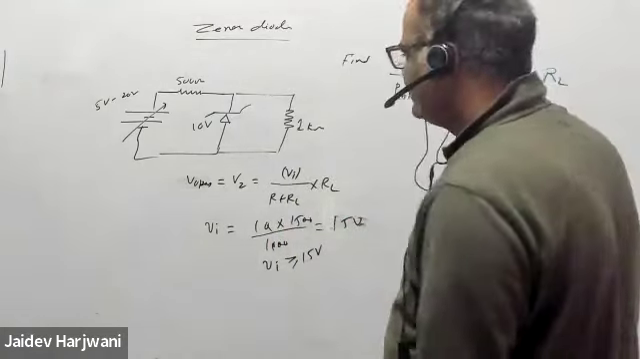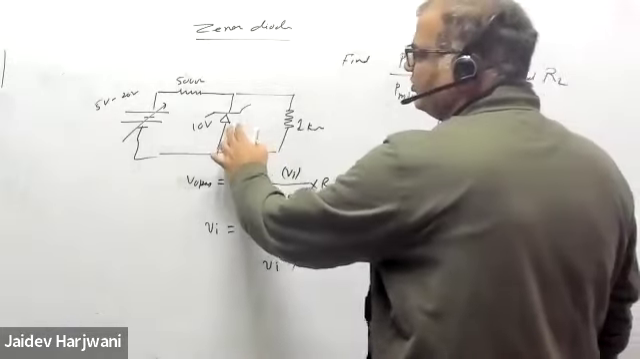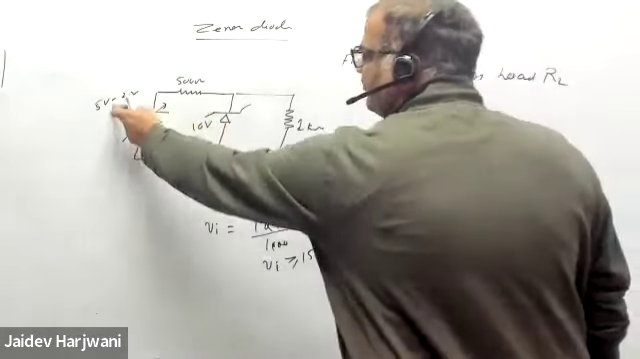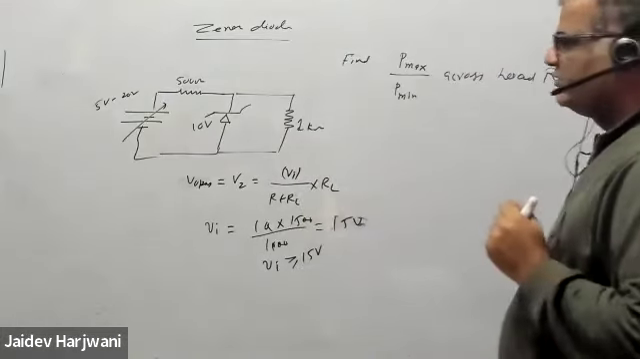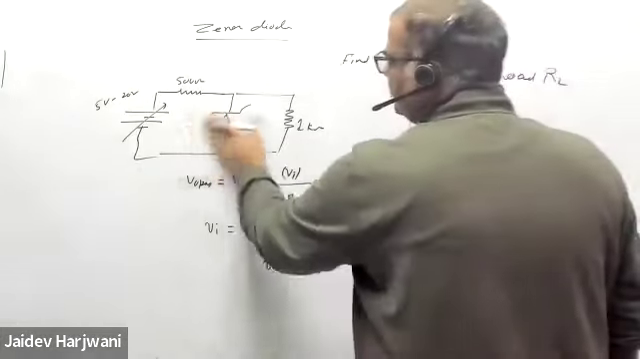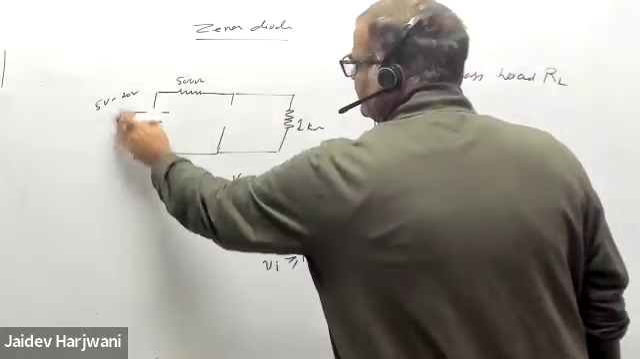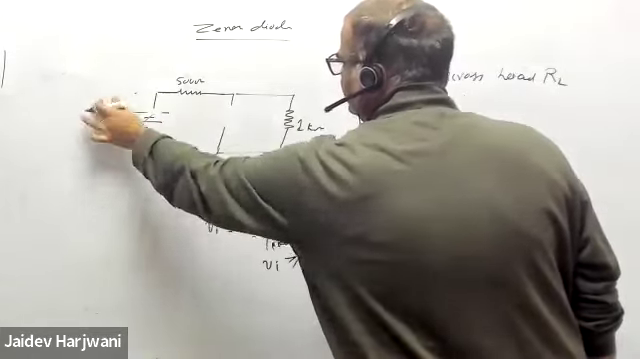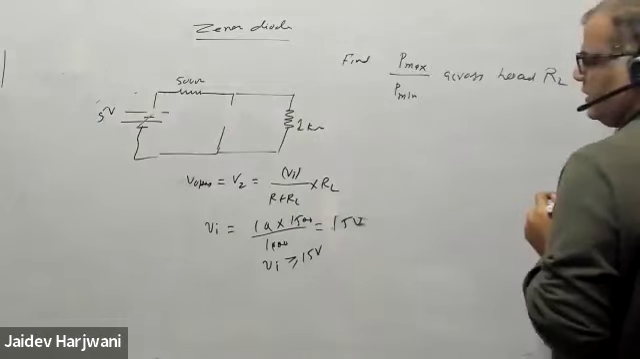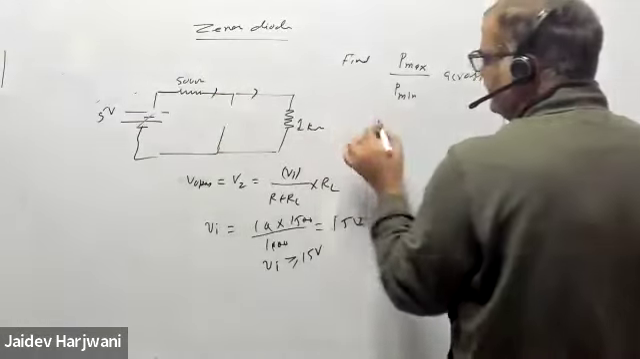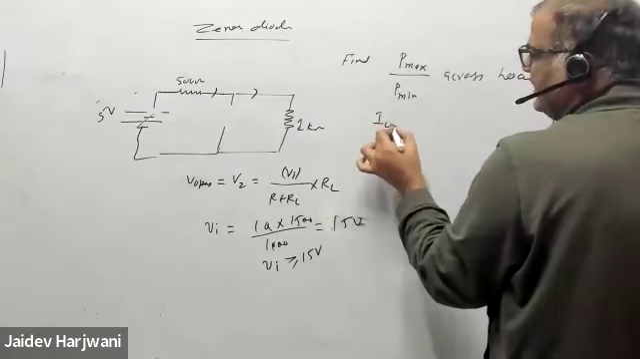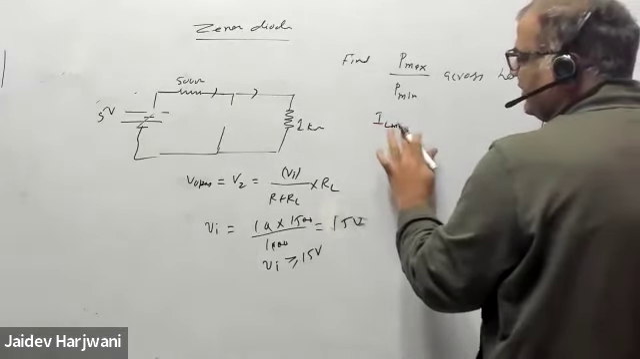So VI should be greater than or equal to 15 volt in order to make this Zener diode turn on. So obviously when this is 5 volt, this will not turn on. Once this is not turned on, this will be open for 5 volt. And the current in the circuit, this current will be IL minimum.